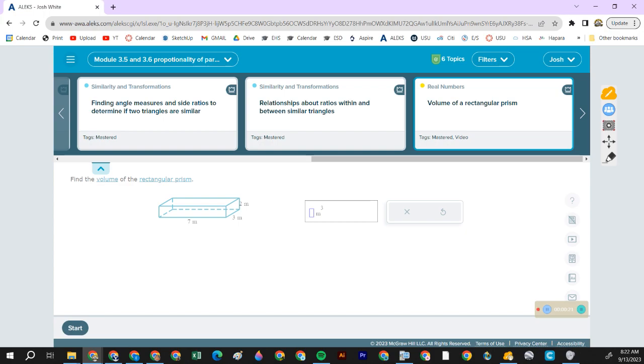Length times width times height. So it's just going to be 7 times 3 is 21 times 2 is 42. And then notice it says meters cubed. Volume is always in units cubed.